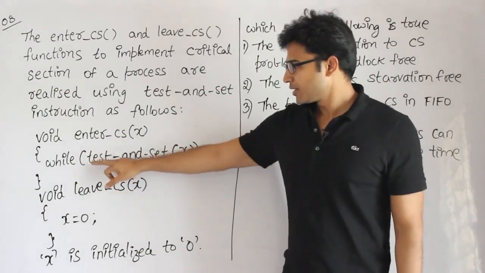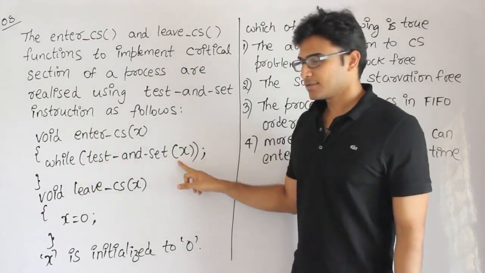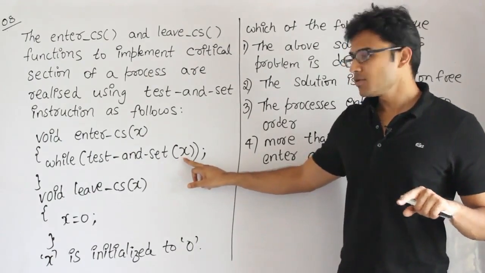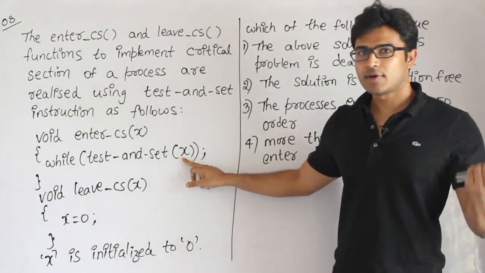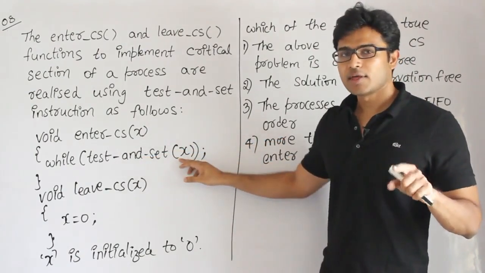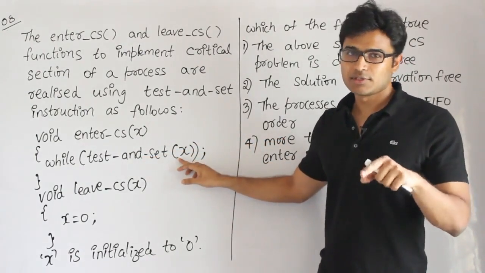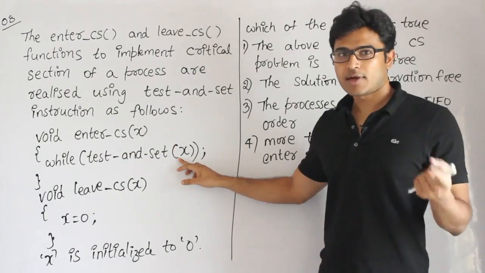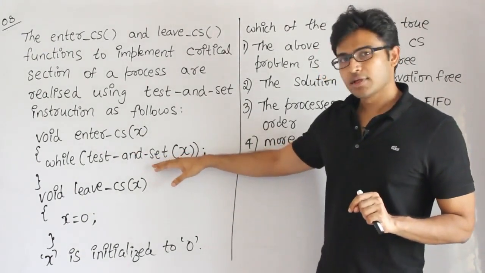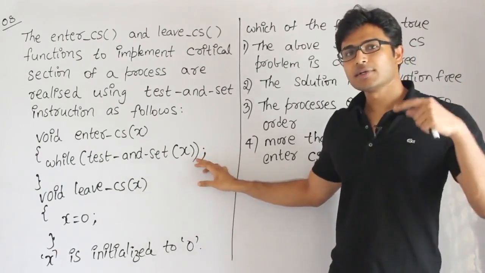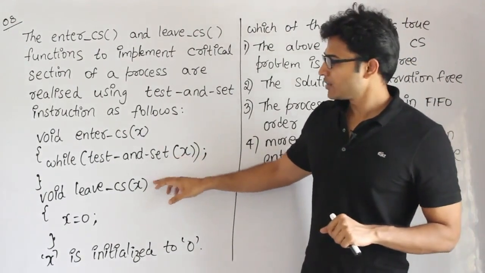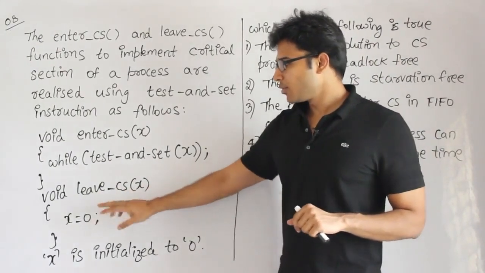Enter critical section is where they are going to test and set x. So let us say x is a lock variable. Then they are going to read the value from x as well as set the value of x to 1. That is the code. They didn't clearly specify it, but the meaning is they are going to read the earlier value of x, and now they are going to set the value of x to 1, right? And if the earlier value of x is 1, they are going to stay there, not the new value, right? And next, while leaving, they are going to make it 0.